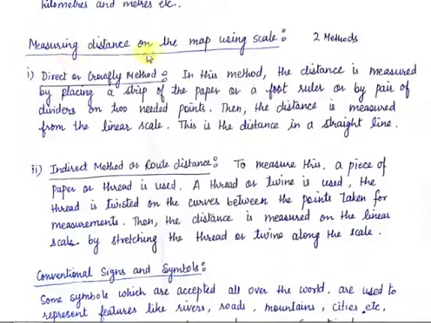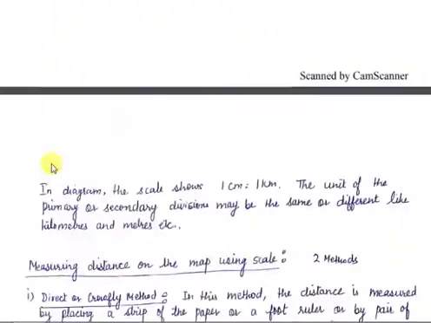Next is measuring distance on the map using scale. There are two methods for this. First is the direct method or crowfly method. In this method, the distance is measured by placing a strip of paper or a foot ruler or a pair of dividers on two needed points. Then the distance is measured from the linear scale. This is the distance in a straight line.